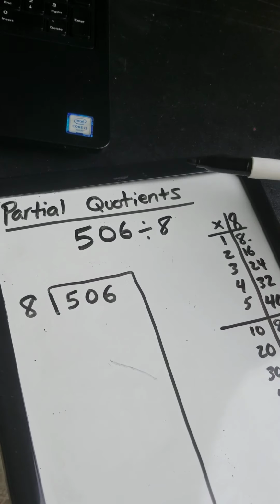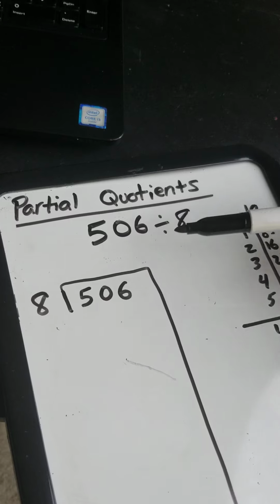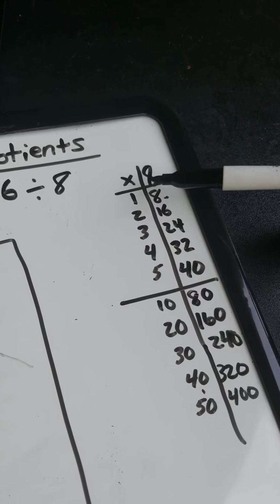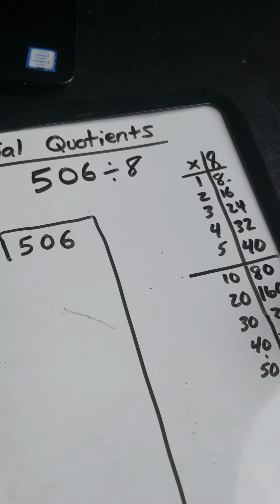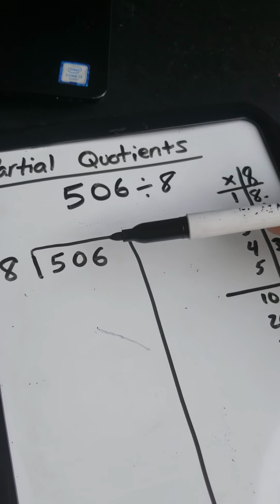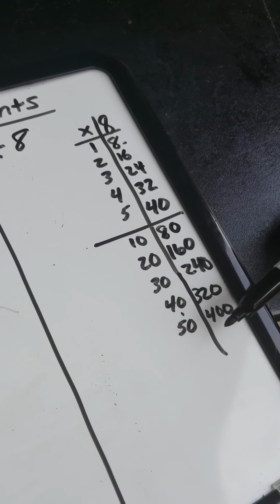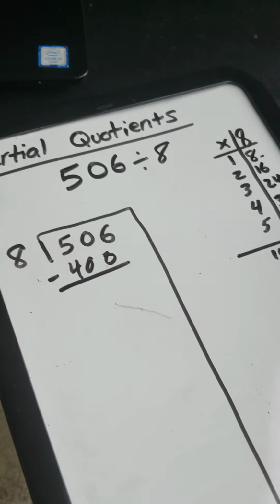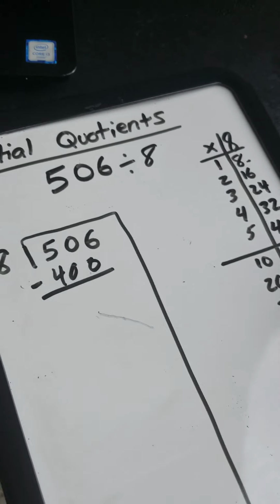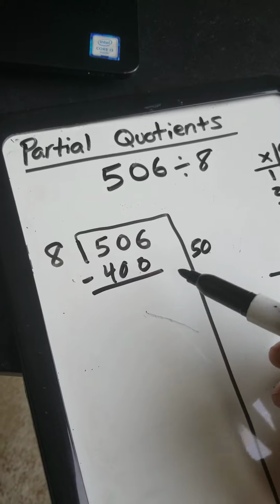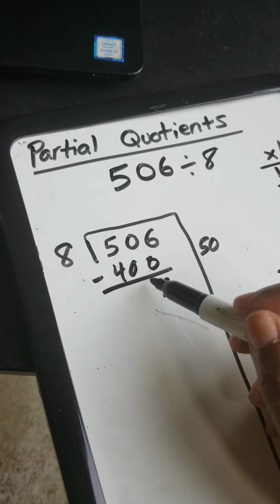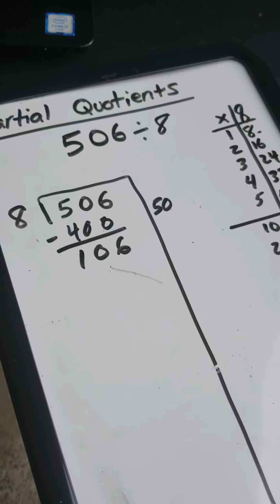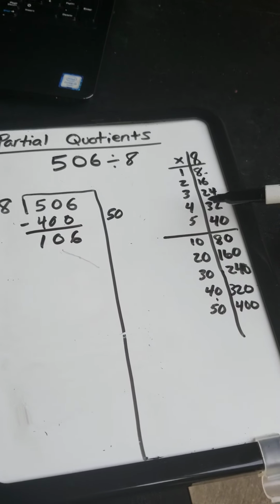All right, one more. I have 506 divided by 8. So I'm going to put 506 in the box, 8 outside the box. I still have my same T-chart. The closest I can get to 506 without going over is 400. The partial quotient for 400 is 50. 6 minus 0, 0 minus 0, 5 minus 4, 106. Is there anything else I can use without going over?